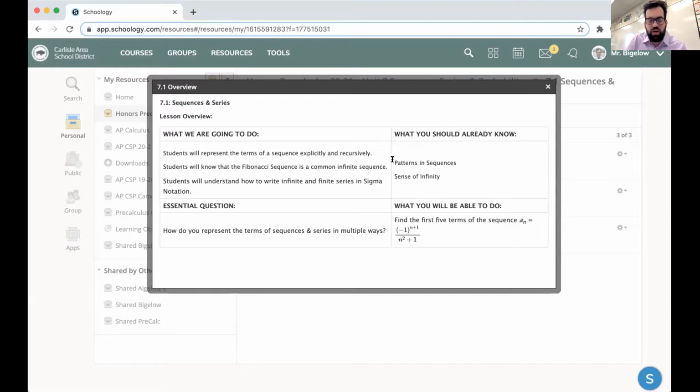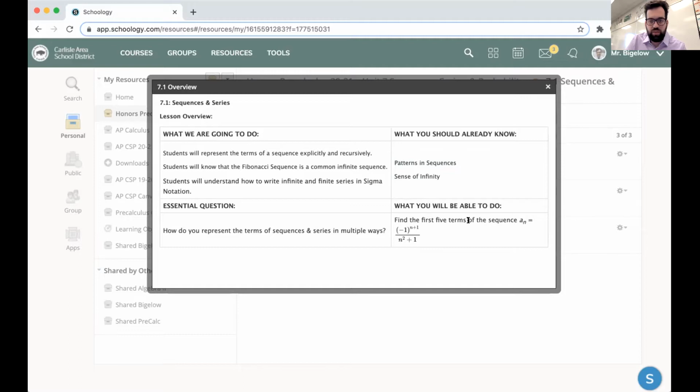You should already know that there are these things that exist called sequences of numbers that have a common pattern between the terms. Like you could add a certain number every time or divide by a certain number every time. We're going to review that. And as you can tell, we're going to be talking about infinity a bit, so you should have just a general sense of what infinity is, which I'm sure you do.